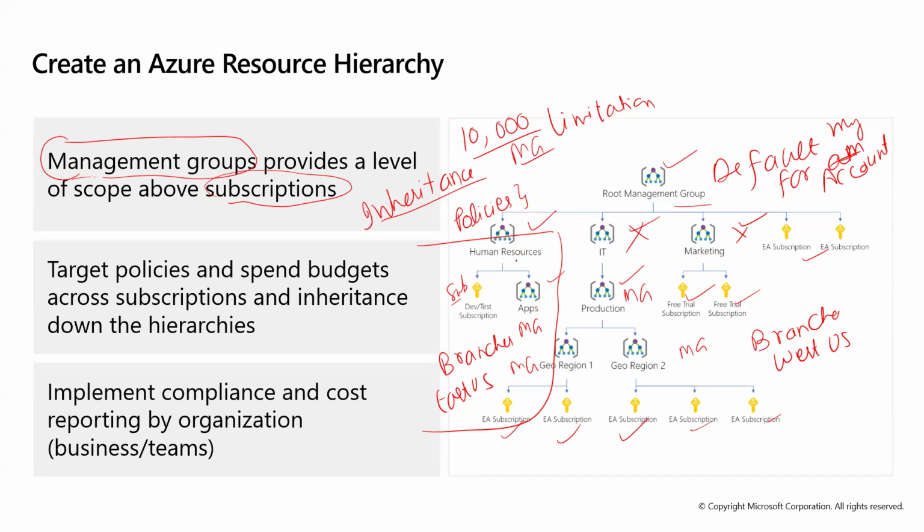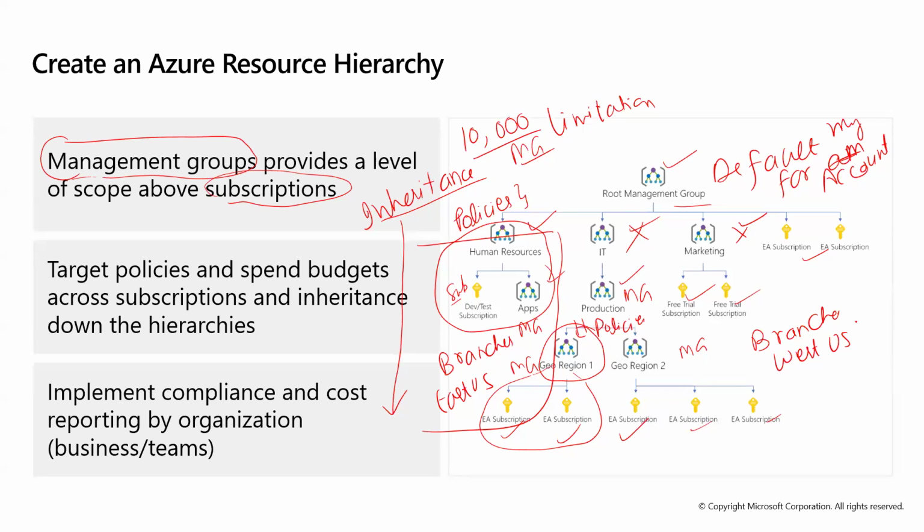So all the policies will automatically come to the apps and to the subscription under this part only. If you want to control only at this geo region one, you could apply your policies here. Inheritance always goes from top to bottom. It never goes from bottom to top. So if you apply some policies on geo region one, automatically they will also be reflected in your subscriptions as well.